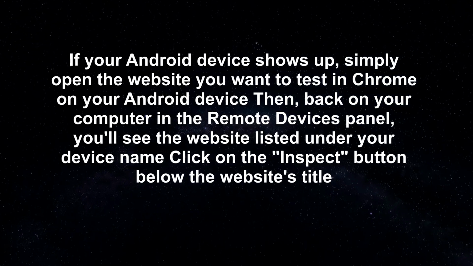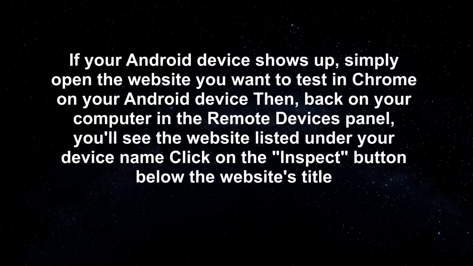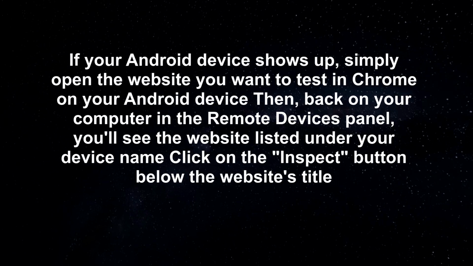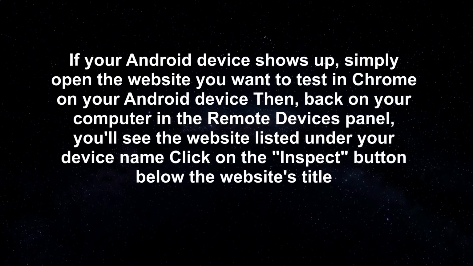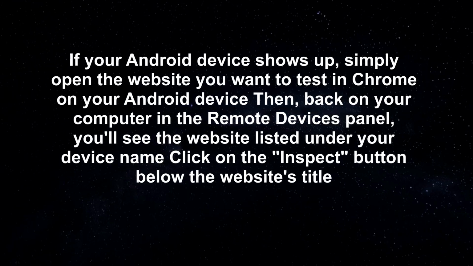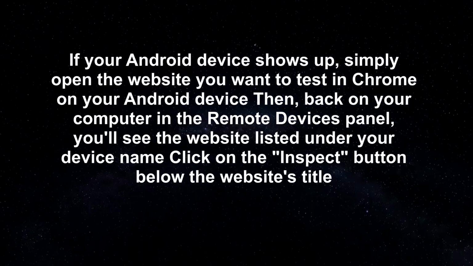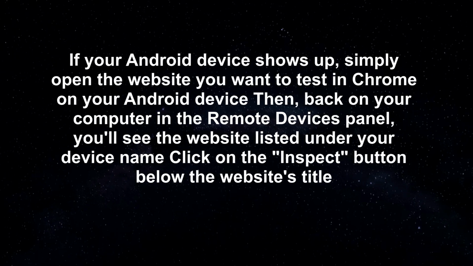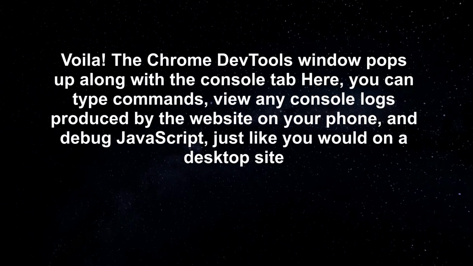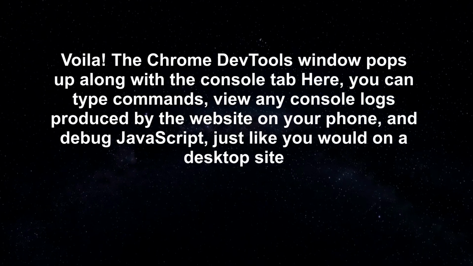If your Android device shows up, simply open the website you want to test in Chrome on your Android device. Then, back on your computer in the Remote Devices panel, you'll see the website listed under your device name. Click on the Inspect button below the website's title. Voila! The Chrome DevTools window pops up along with the console tab.